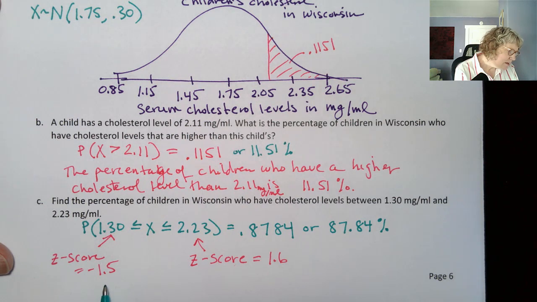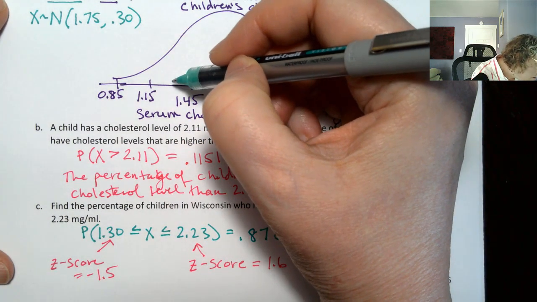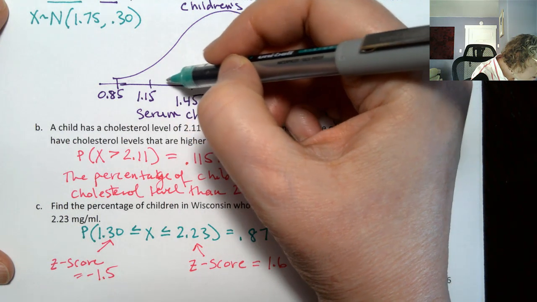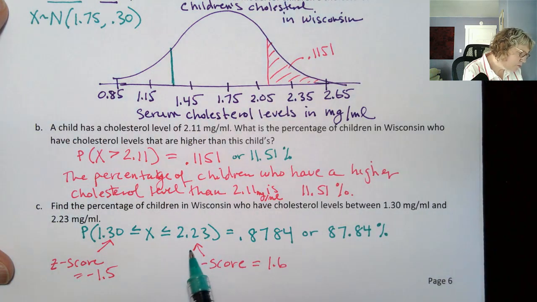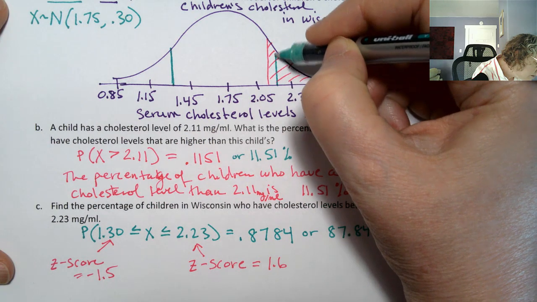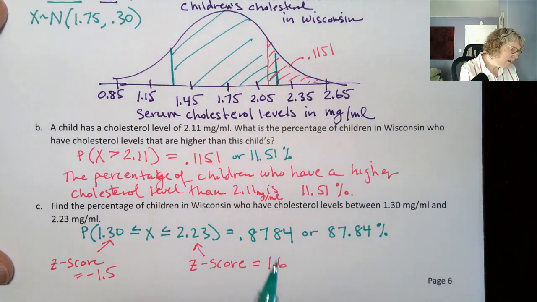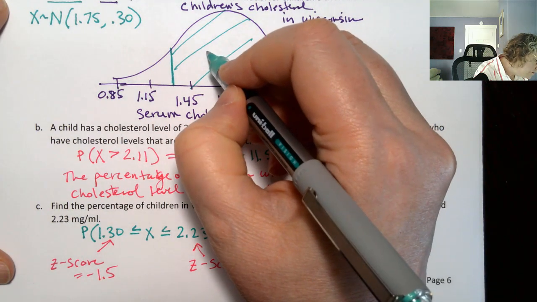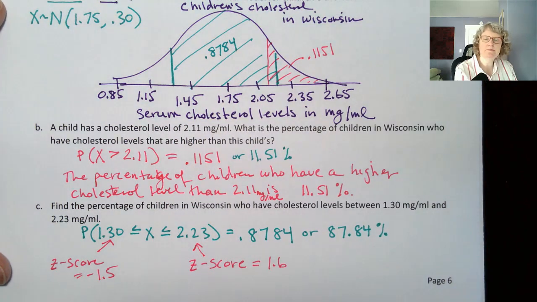So let me see if I can shade this on here. It's going to overlap the pink a little bit, but I'm going to do this one in green. So from 1.3, so I'm going to estimate that, it's about there, and 2.23 is going to overlap the pink here a little bit. I'm going to shade that in. And that's an area of 0.8784. So that's quite a bit, right?